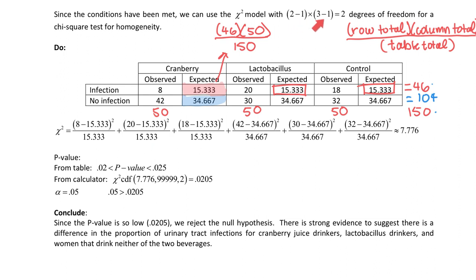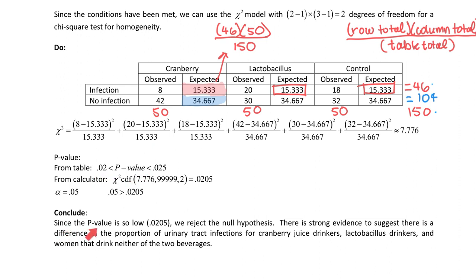I forgot to mention that up here. We had 2 rows, 3 columns. So just like my example on the first page, we only had a degree of freedom of 2. That gave us a p-value of 0.0205. And you can see that does fall between these 2 numbers.